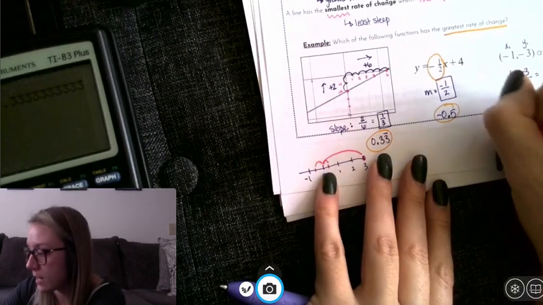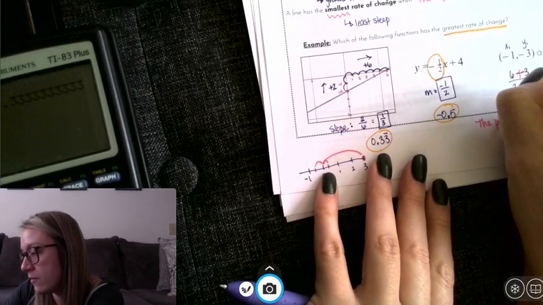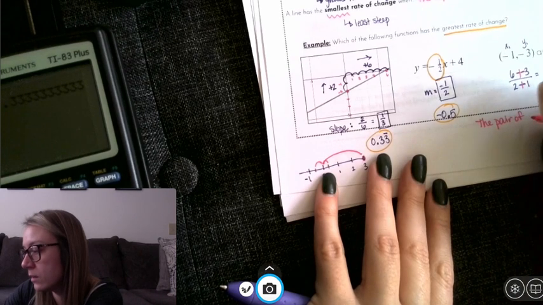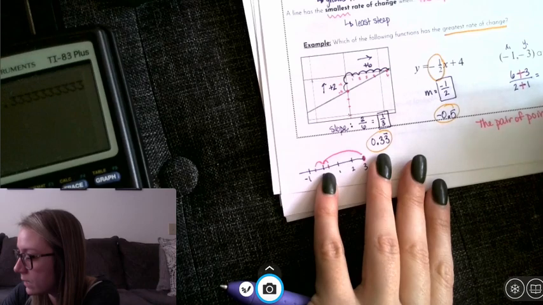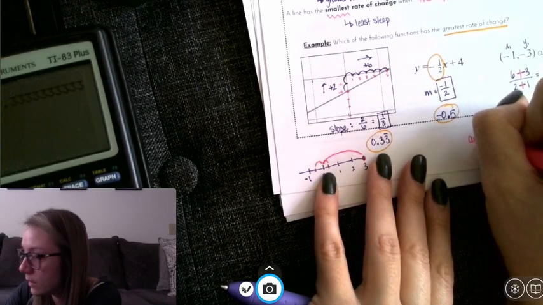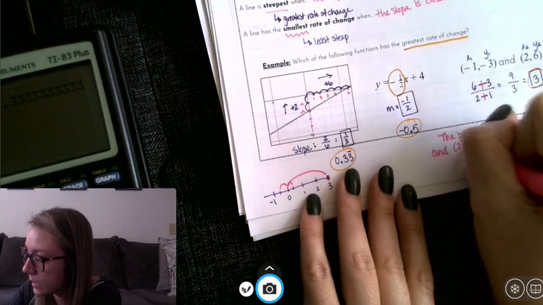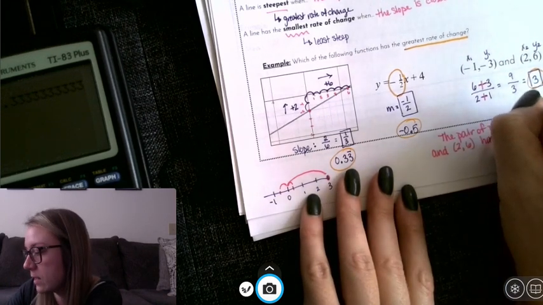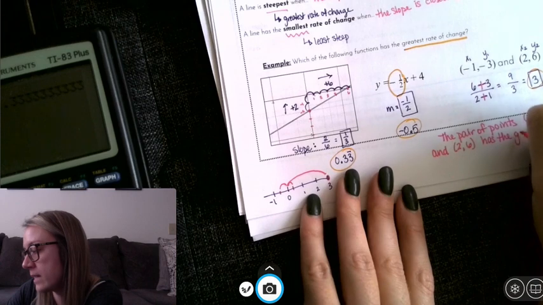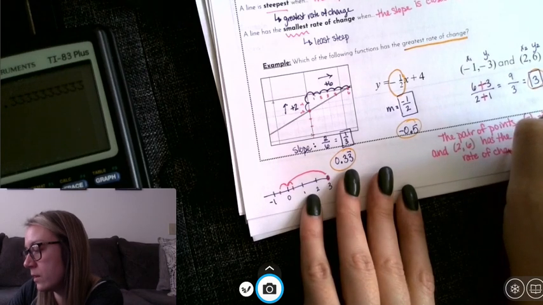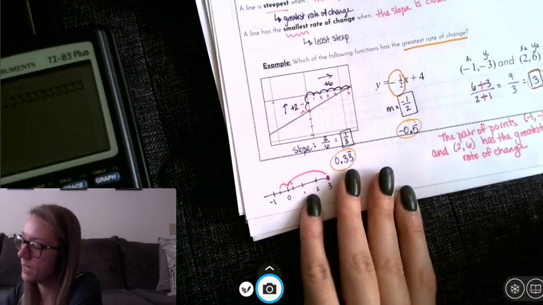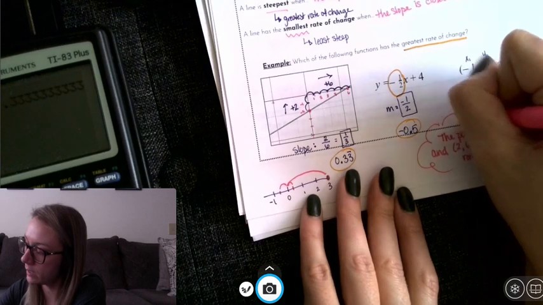So for my answer, I'm going to say the pair of points -1, -3, and 2, 6 has the greatest rate of change. And so that's going to be my final answer.